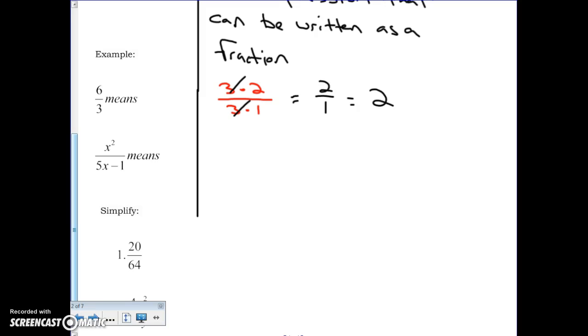So now we're going to look at a rational expression such as x squared divided by 5x minus 1. X squared means x times x. 5x minus 1 means, wait a second, you can't factor 5x minus 1 any further. So we're just going to leave it as 5x minus 1. Now you're going to say, oh yeah, we can go ahead and cross out those x's. Can we do that?